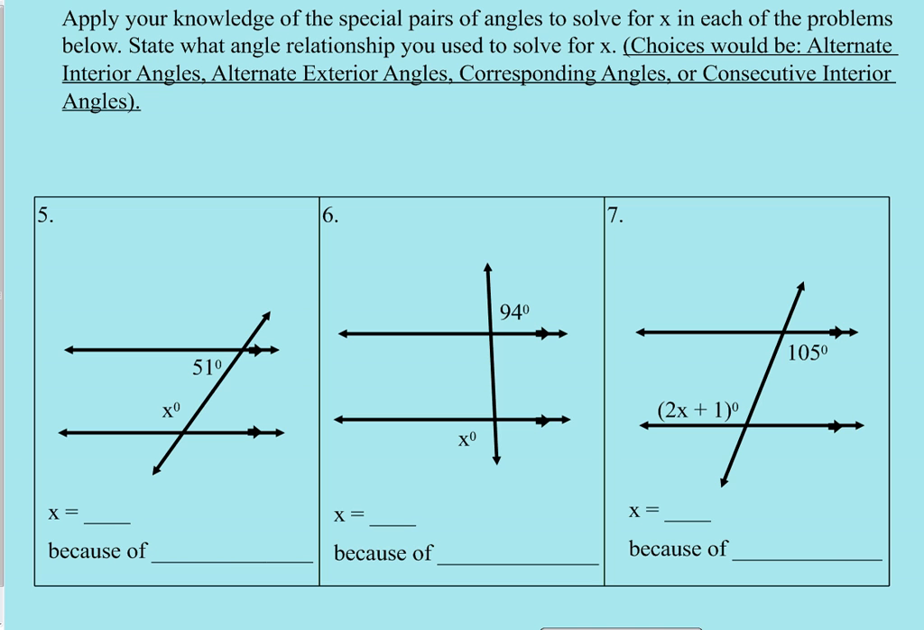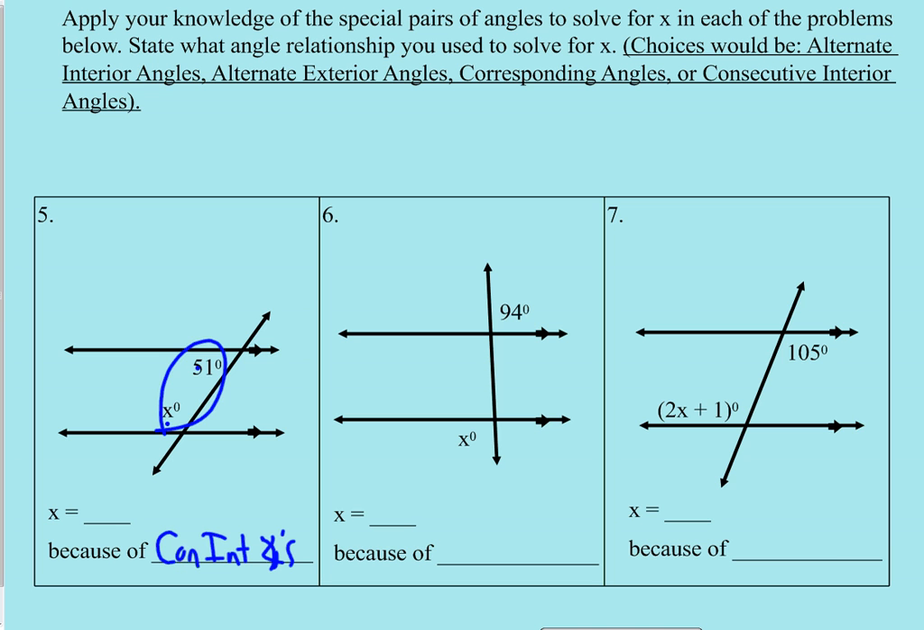So, number one, what kind of angles are these? So what does x equal? Well, I'll take a look up above. You can use alternate interior angles or alternate exterior angles, corresponding or consecutive interior angles. Well, these two are both on the interior. They are not on opposite sides of the transversal. Okay, they're all on the same side. So that means they're going to be consecutive interior angles.